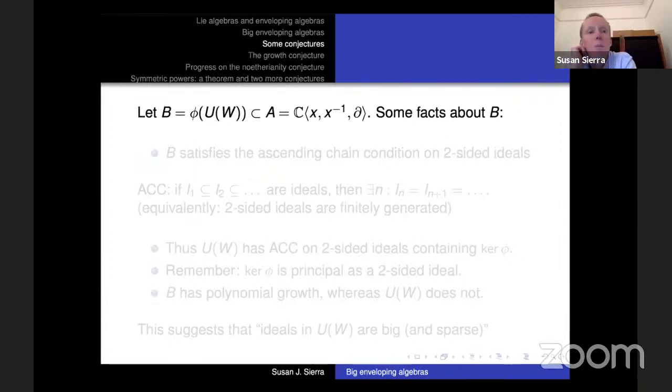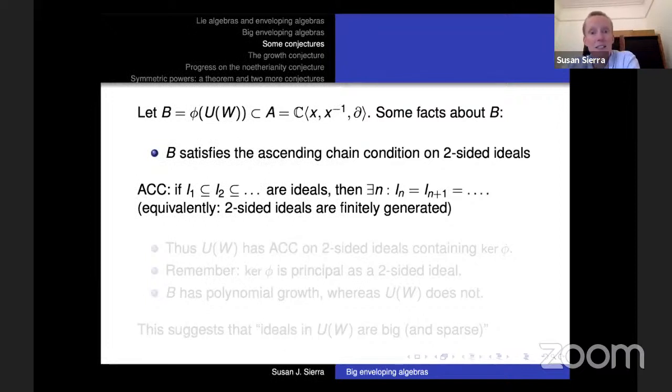So I want to go back to this homomorphism phi, which went, if you remember, from the enveloping algebra to this ring A. And I'm going to let B be the image of this homomorphism phi. So I want to tell you some things about B. So first of all, B satisfies the ascending chain condition on two-sided ideals. Here, what I mean by the ascending chain condition, or just ACC, is that if I have a chain of ideals, I1 contained in I2 and so forth, then eventually that chain stabilizes. That's the same thing as saying two-sided ideals are finitely generated.